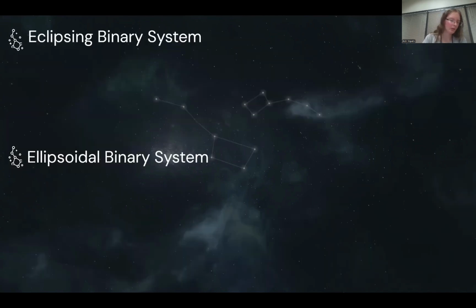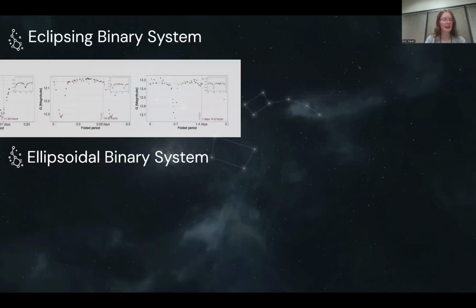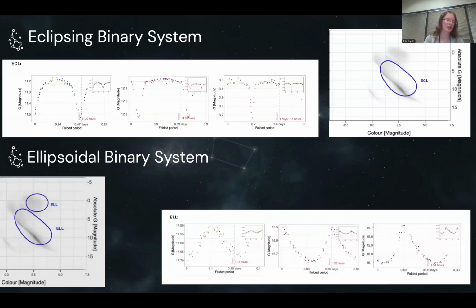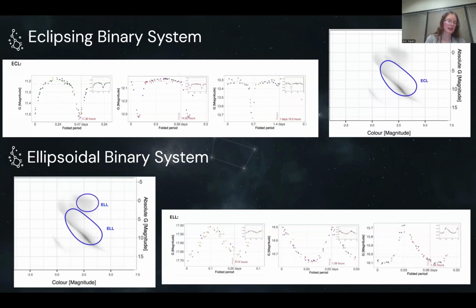Lastly, we classified eclipsing binary systems, which consist of two closely orbiting stars that have an absolute magnitude range of 2 to 7, and ellipsoidal binary systems, which consist of two close stars moving in an elliptical orbit with an absolute magnitude that typically ranges from -1 to 10.